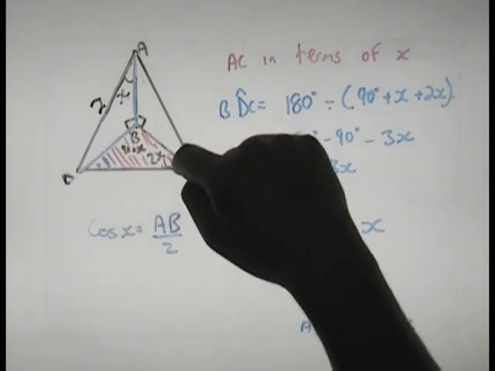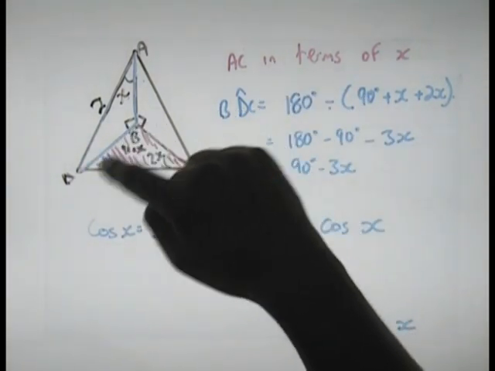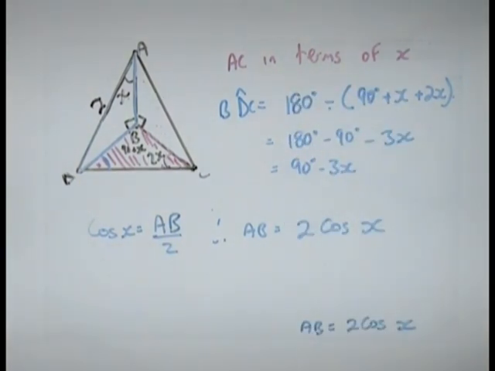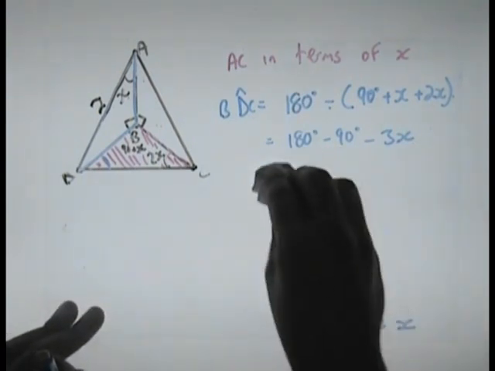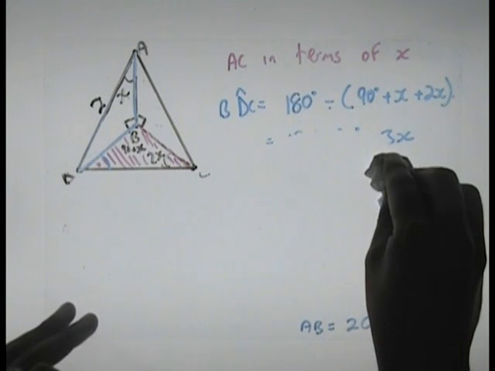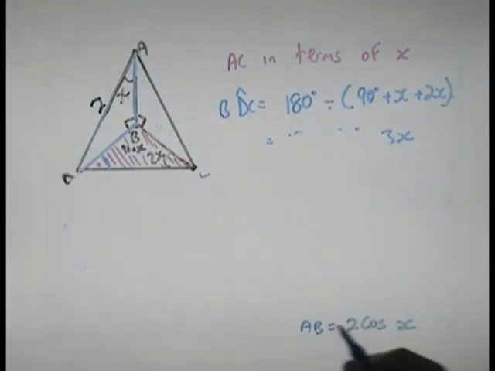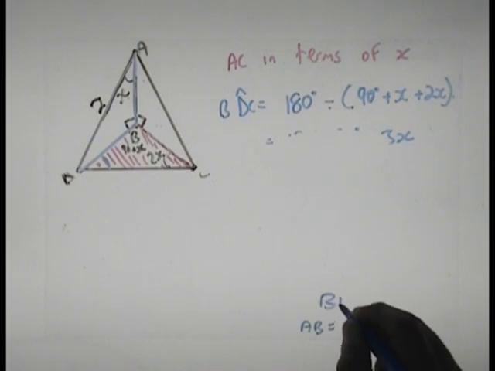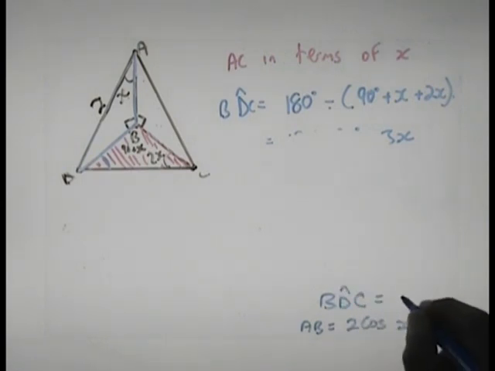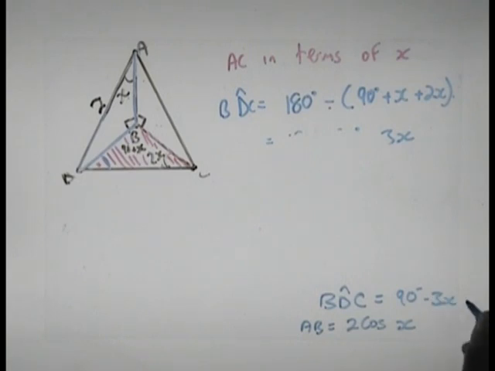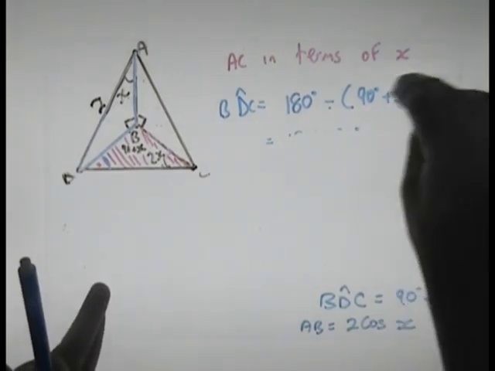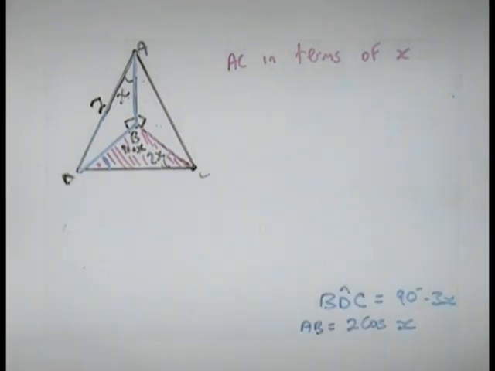From this horizontal triangle, the red triangle, BDC, I've only got angles, but I can calculate BD. Let me just write that in. BDC was 90 degrees minus 3x. I need to remember to write these things down. Alright, so we've got two bits of information. We're now looking at the horizontal triangle. Let us get BD in terms of x.